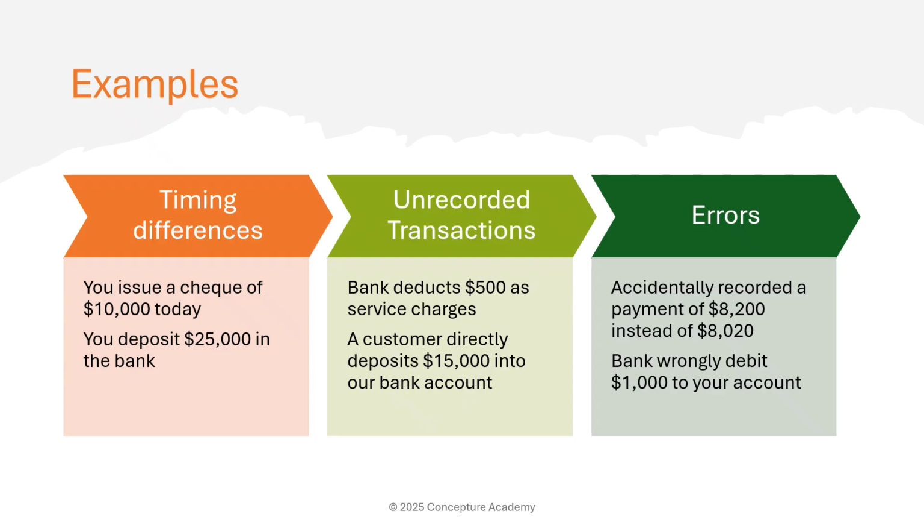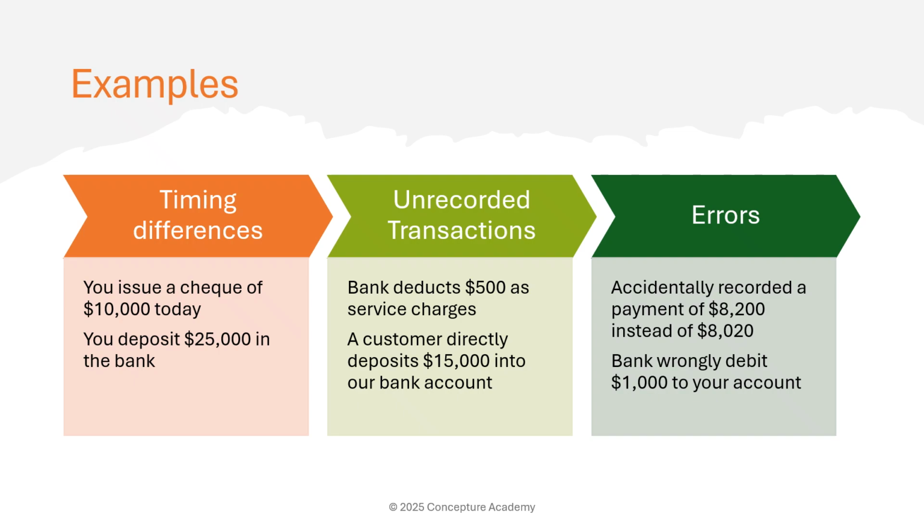Timing differences. You issue a check of $10,000 today. What happens? You will record it in your cash book immediately, but the bank will only show it when the person actually presents it for the payment. Similarly, if you deposit $25,000 in a bank, it may take a day or two before it appears in the bank statement.